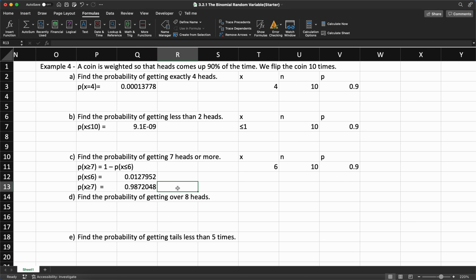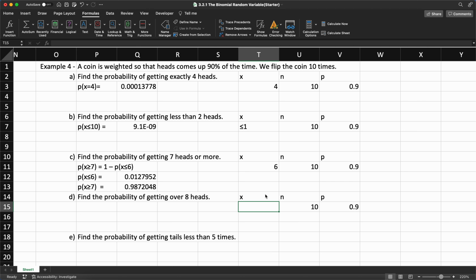So let's do the same thing. We're going to find the probability of getting over 8 heads. You got to be very careful here with the wording. Notice how our n, our 0.9 for p, that stuff's not changing. It's the x that's changing.